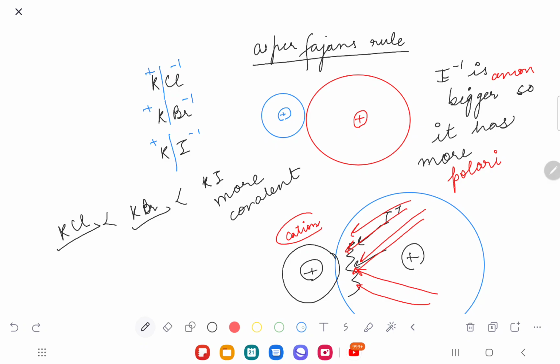So how would you put it in your answer? You will say I negative is an anion, bigger, so it has more polarizability. Exactly. Because sodium or whatever the cation is trying to pull the electrons, and since its nucleus is not holding the electrons tightly, the electron density would be accumulated just in between the two nuclei. You have to write down these lines.